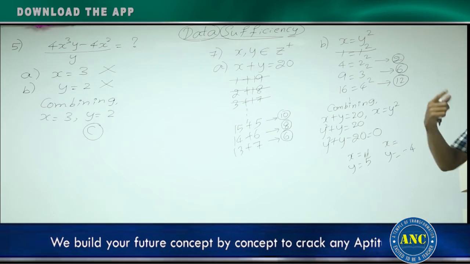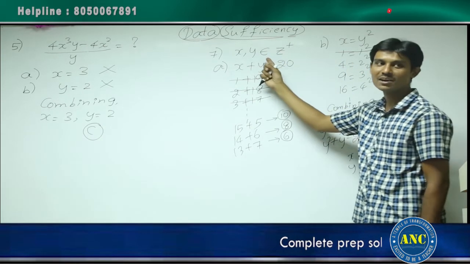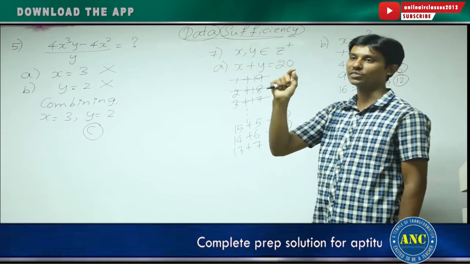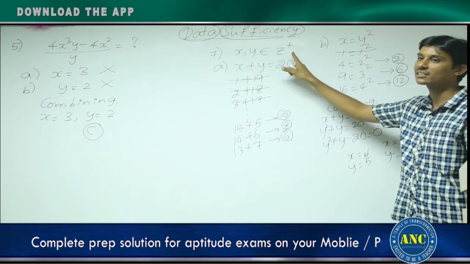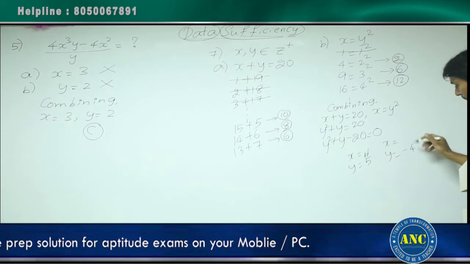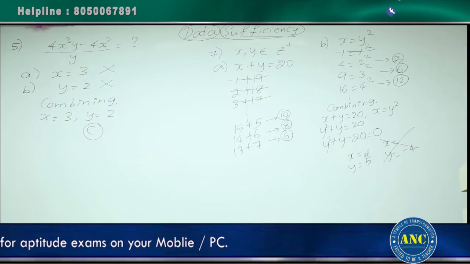But y is equal to minus 4. Can it be considered? Please read the question. X and y belong to positive integers. Understanding? Because they have mentioned in the question that x and y belong to positive integers, this case is eliminated.